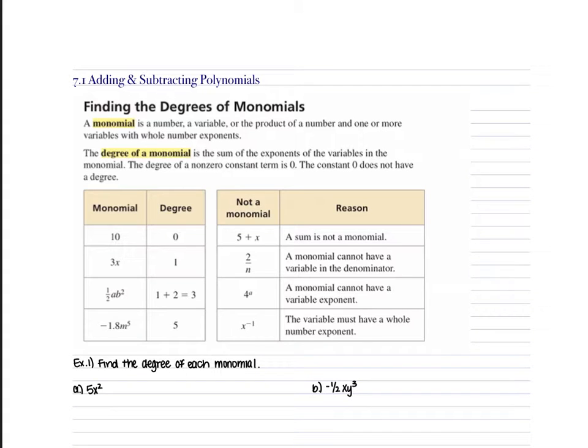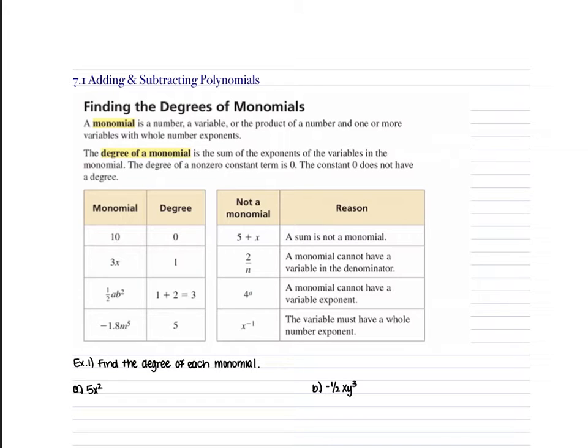All right, so 7.1 goes over adding and subtracting polynomials. We're first going to be looking at types of polynomials and degrees of monomials and polynomials. So when you look at the degree of a monomial, if it's just one single term that does not have a variable attached to it, the degree is 0.